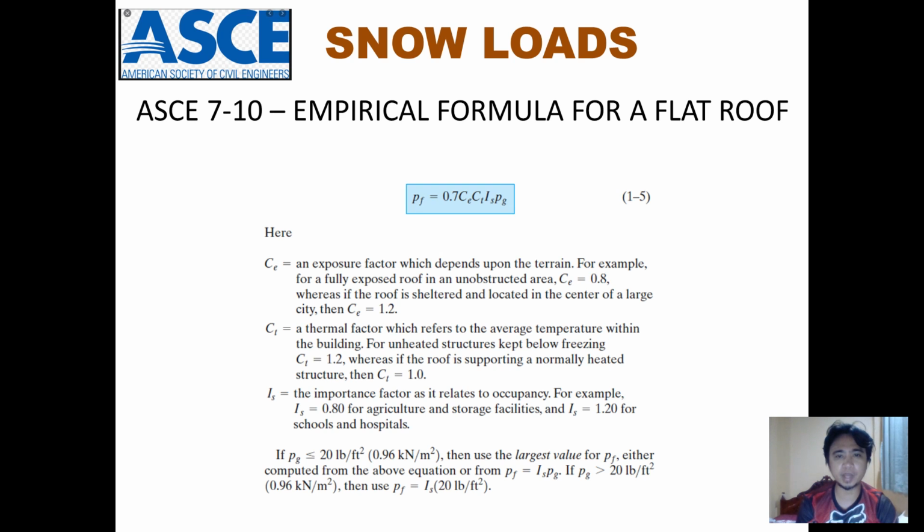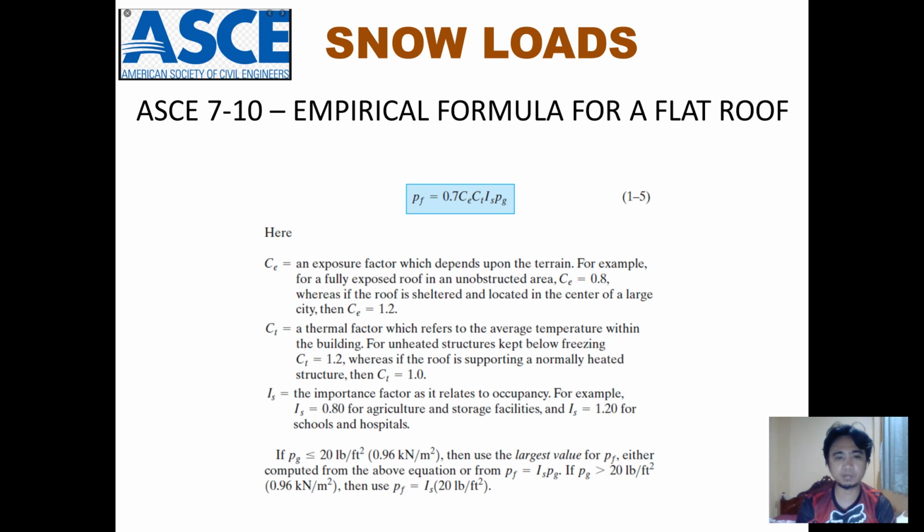Further, the empirical formula for a flat roof is provided in the same ASCE 7-10. Similar to wind load, we have an exposure factor which depends upon the terrain. For a fully exposed roof in an unobstructed area, for example, we have a value of 0.8, whereas if the roof is sheltered or located in the center of a large city, then we have a CE of 1.2. Another factor is the thermal factor, which refers to the average temperature within the building, so it also considers temperature.